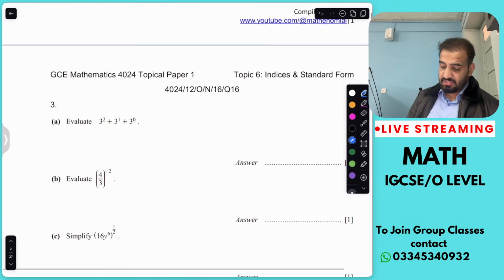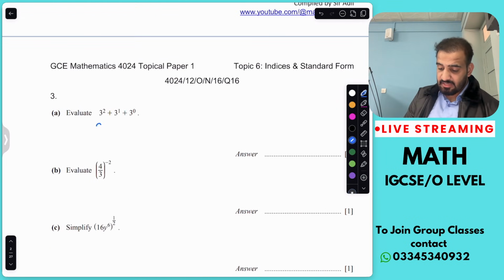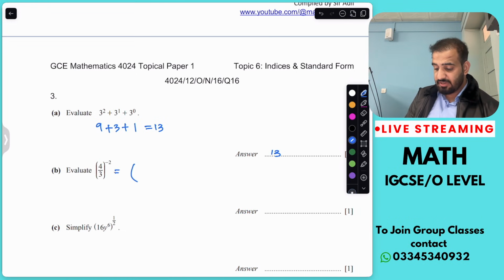Question number 3. 3 square is 9, 3 is 3, 3 raised to power 1 is 1. So the answer is 13. So with negative power, if you turn the fraction, it will become 3 over 4 with power 2. Then further split this power: 3 square over 4 square. It can be written as 9 over 16.